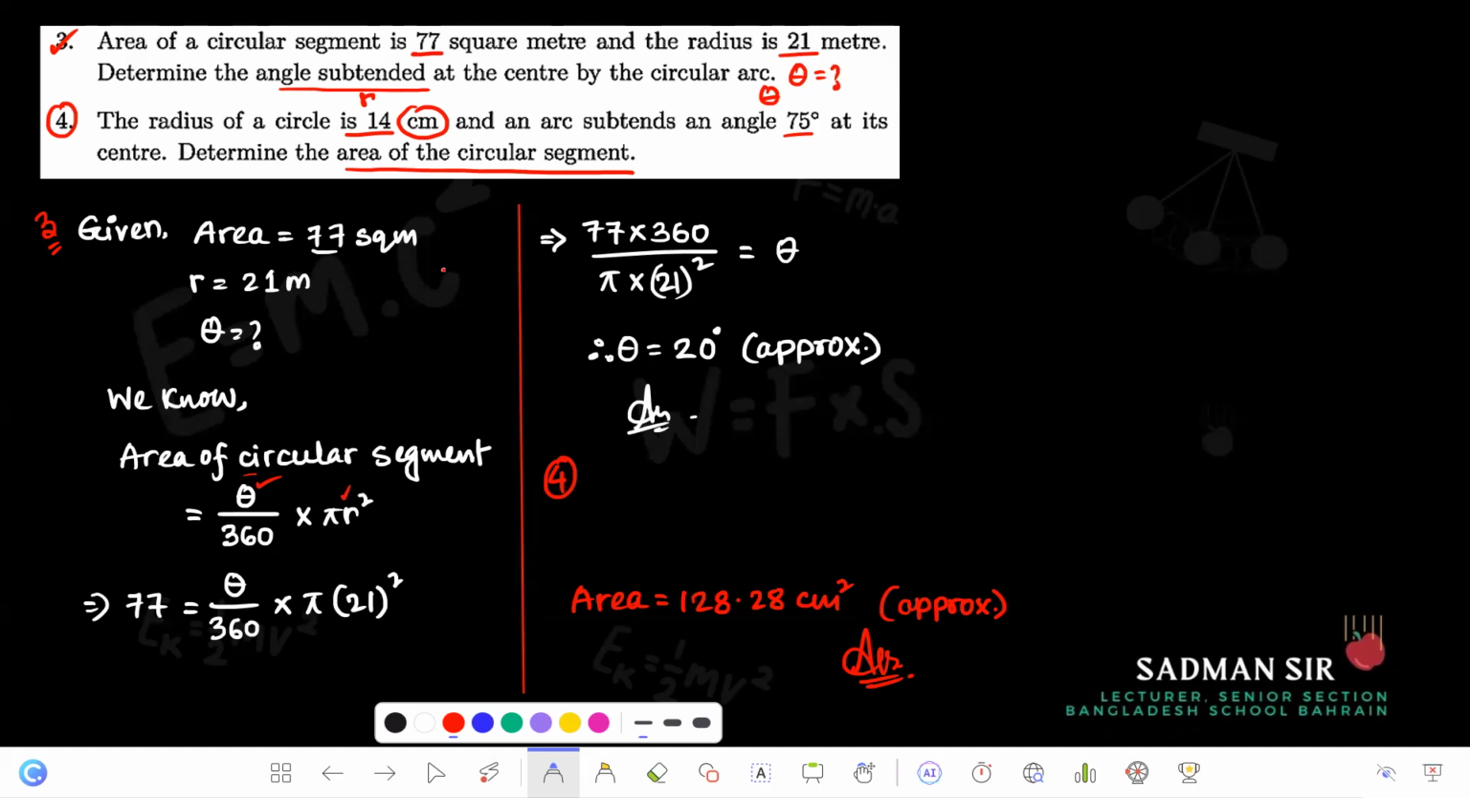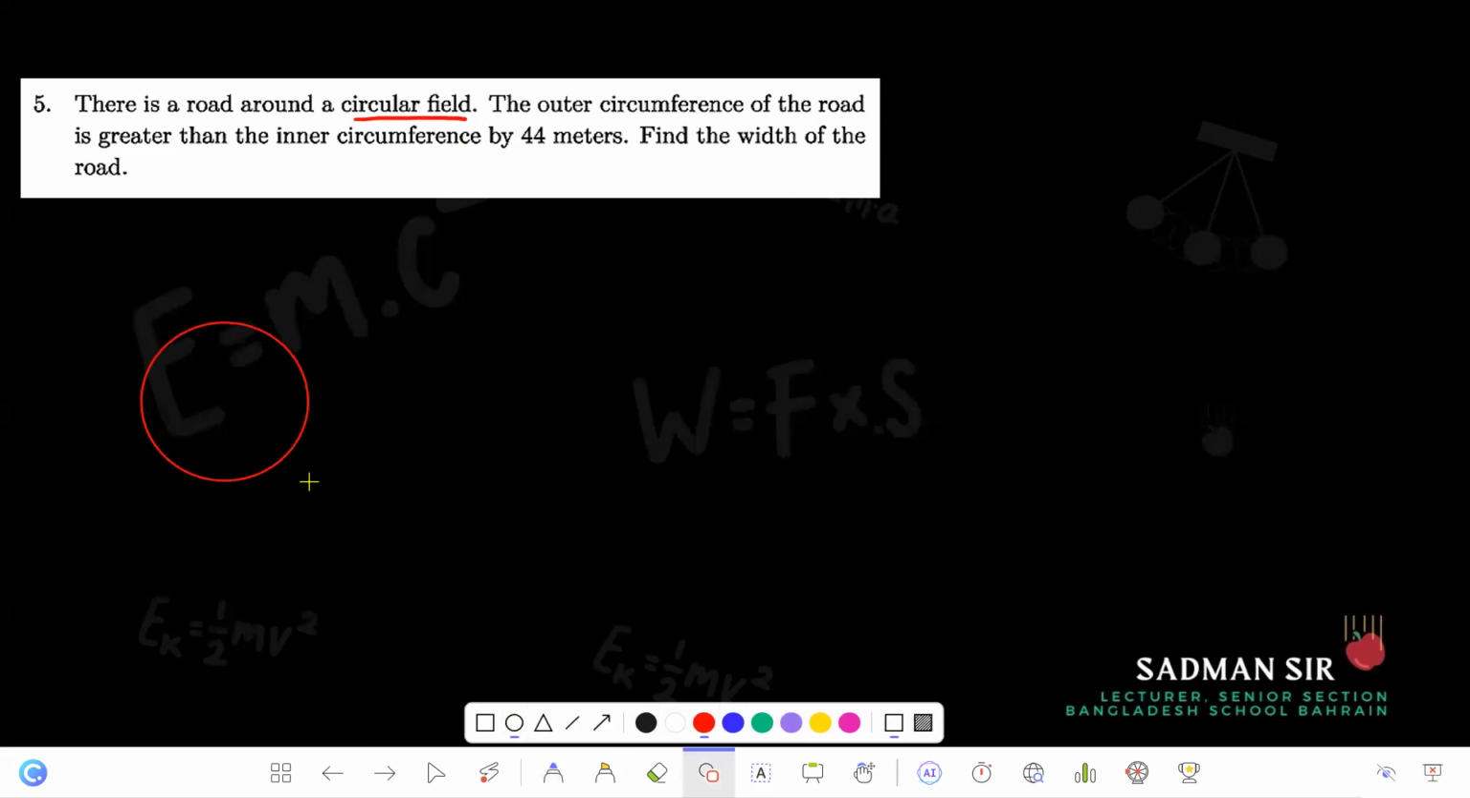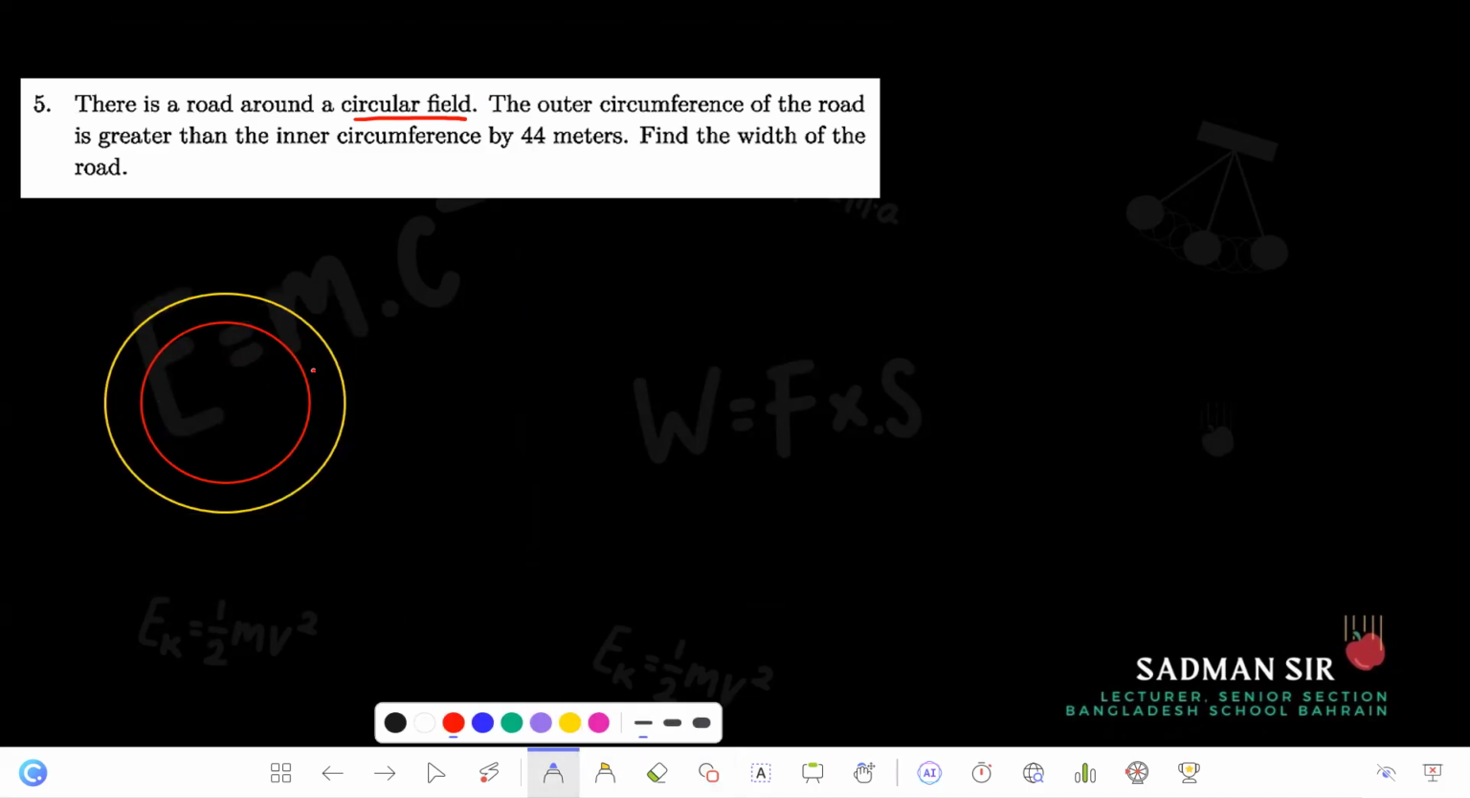Then question number 5. Let's do question number 5. It says, there is a road around a circular field. Let us imagine the thing first. Let us say this is our circular field and there is a road around it. Okay, so now you can imagine which one is the road. This is the road.